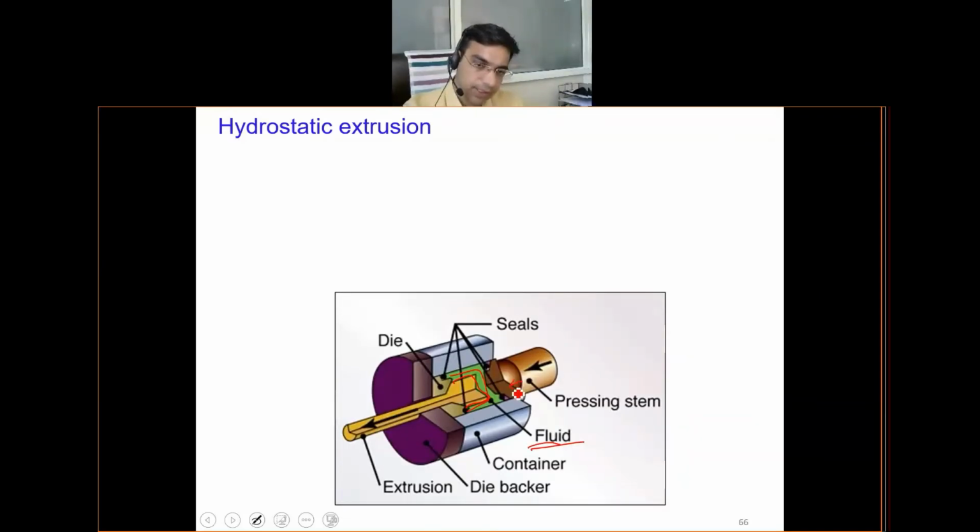So please consider here there is no direct contact between the ram and the workpiece, but the ram here is used to pressurize this fluid, and in turn this pressurized fluid then compresses the billet from all directions, thereby inducing plastic deformation. And once the material starts to flow, we get the extruded product out of the die, and here also the cross section area of the die remains constant.